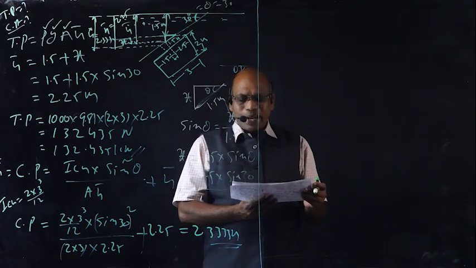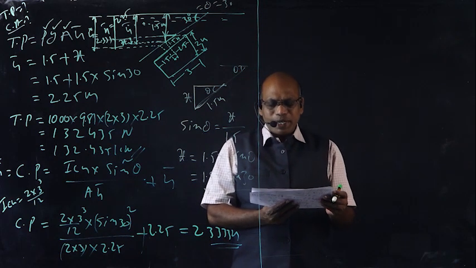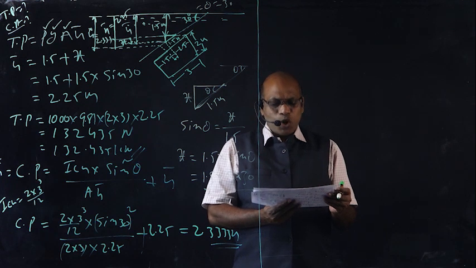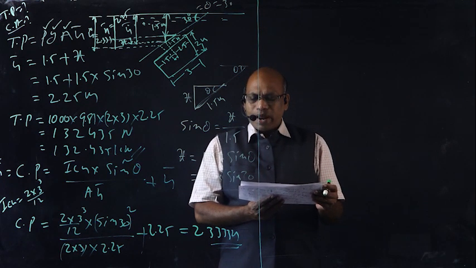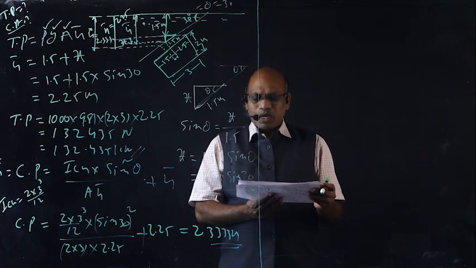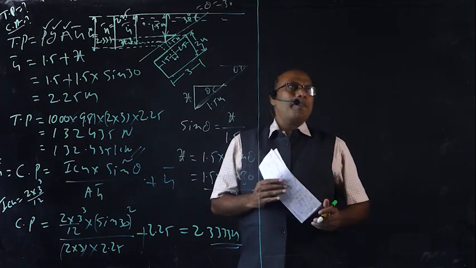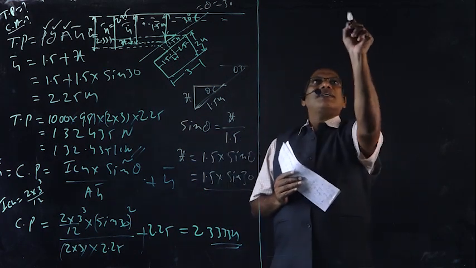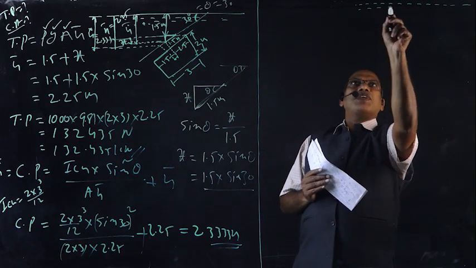A circular plate 3 meters in diameter is immersed in water in such a way that its greatest and least depths below the free surface are 4 meters and 1.5 meters respectively. Right? This is the free surface of water.